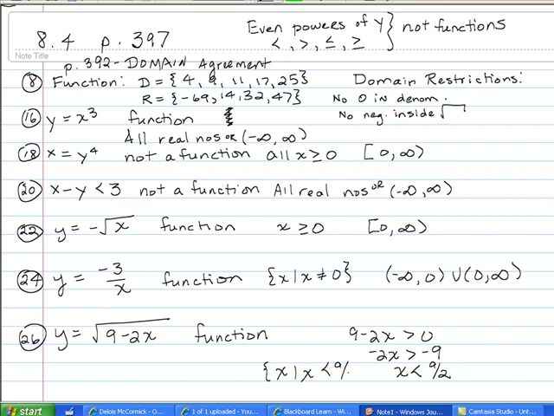in interval notation. Okay, 28, y equals negative 7 over x minus 7. That would be a function. Set of all x such that x is not equal to 7. We can't have a 0 denominator. So for interval notation, we go from minus infinity to 7, not including 7, and from 7 to plus infinity.